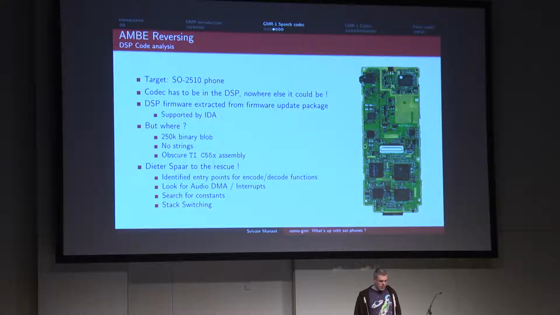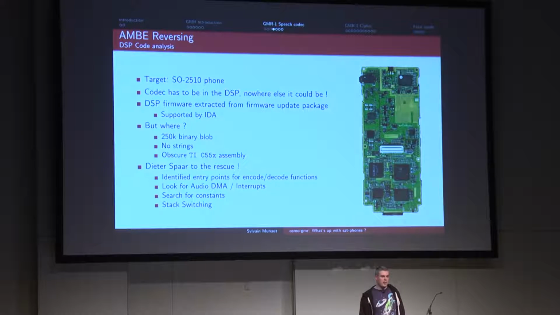So, pretty standard process. We get the firmware update from the internet. From there, we can extract an actual DSP image, which is the code loaded in the DSP. Thankfully, it's supported by IDA, which makes the whole process easier to reverse engineer. But it's still like 250 kilobytes of binary data. And since it's the DSP, it has no I/O, which means there's not a single string in it. Also, it's written in DSP assembly, and I don't know if you've ever tried to read that, but it's not the most understandable thing in the world because it's highly optimized for speed, of course.